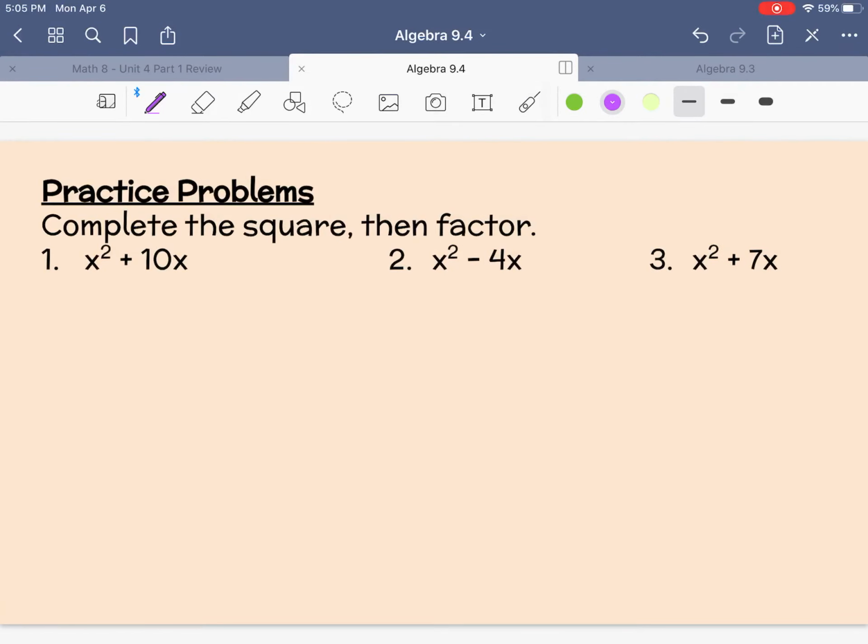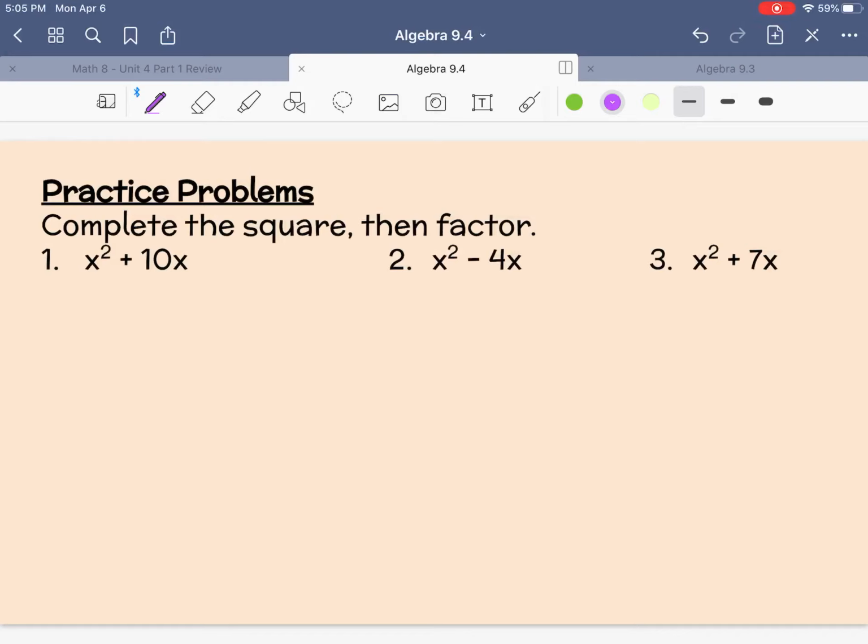So again, we are only doing example 1 today. So if you would please take a moment, before you pause the video, write down the problems and pause the video as you're writing them down. Work through the problems following the 3 steps on the previous slide, and then press play when you're ready to see the worked through solutions. So we are completing the square, and then we are factoring.